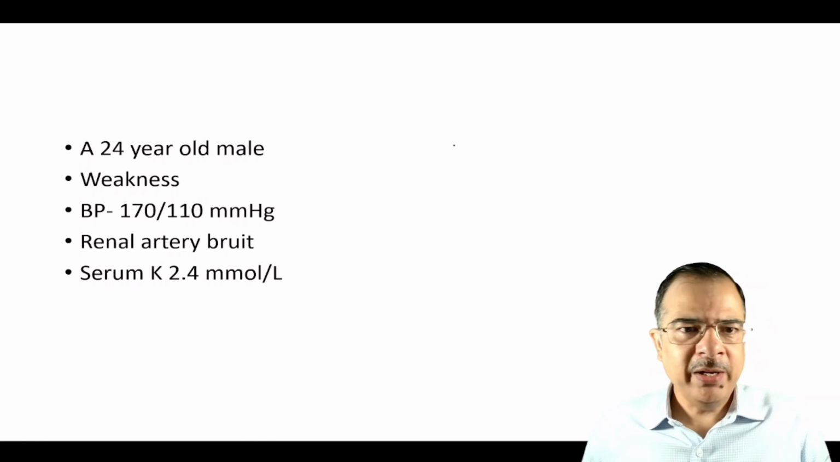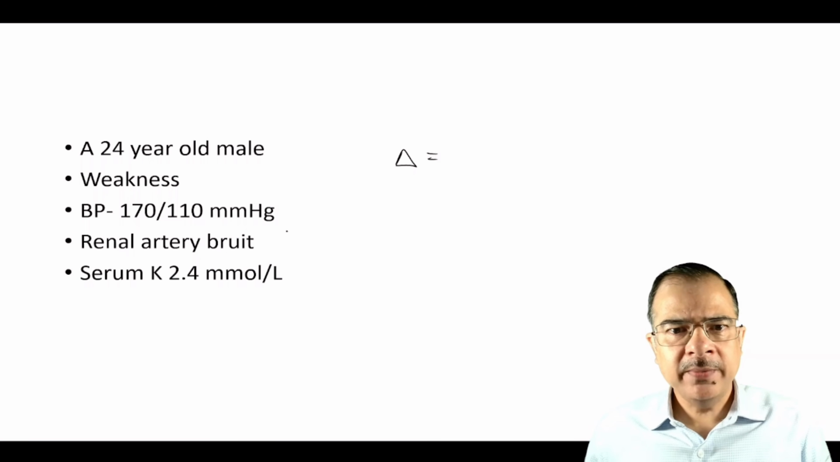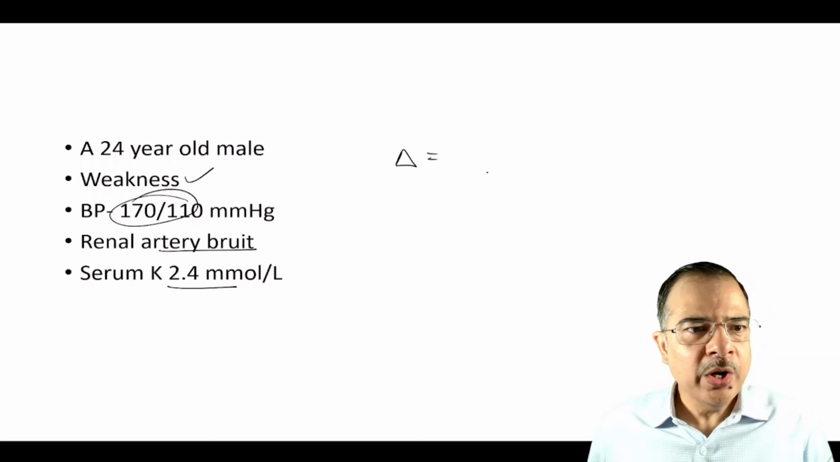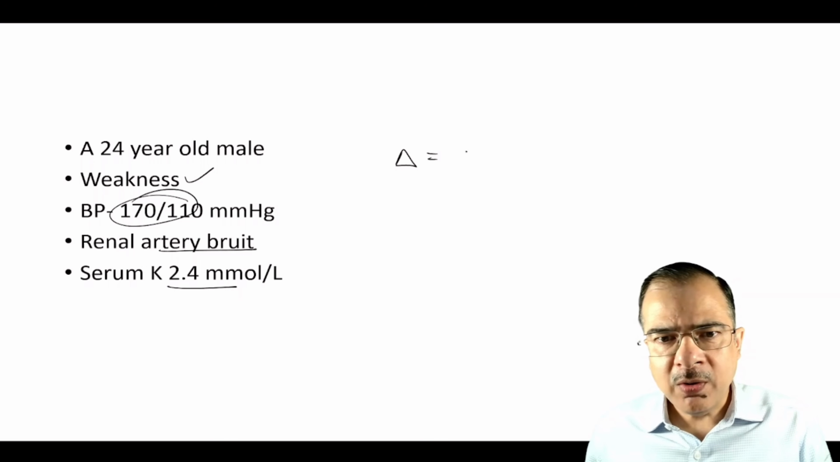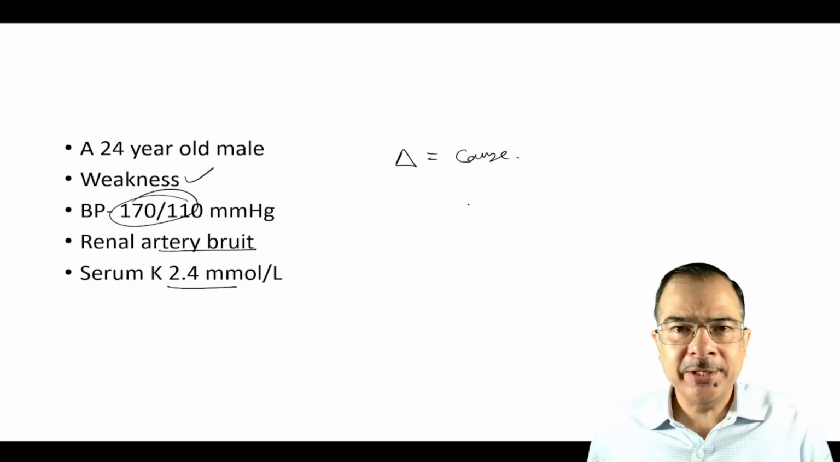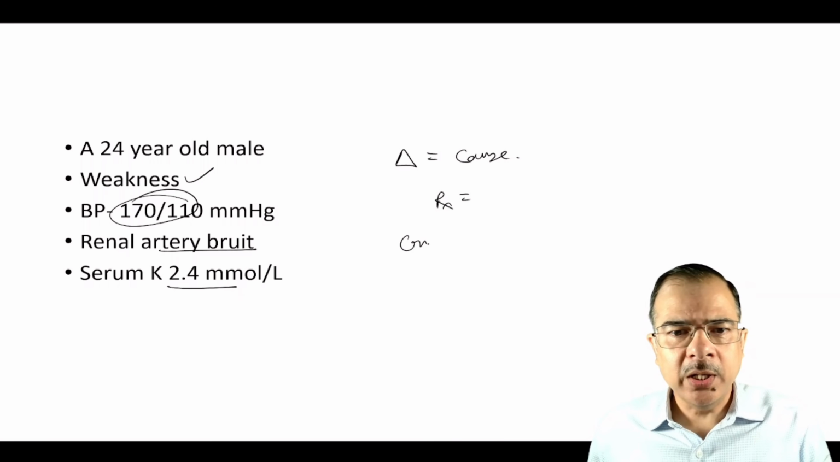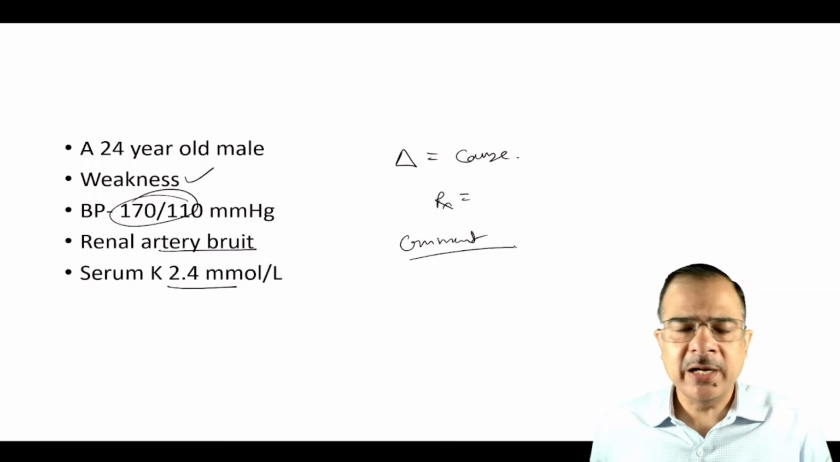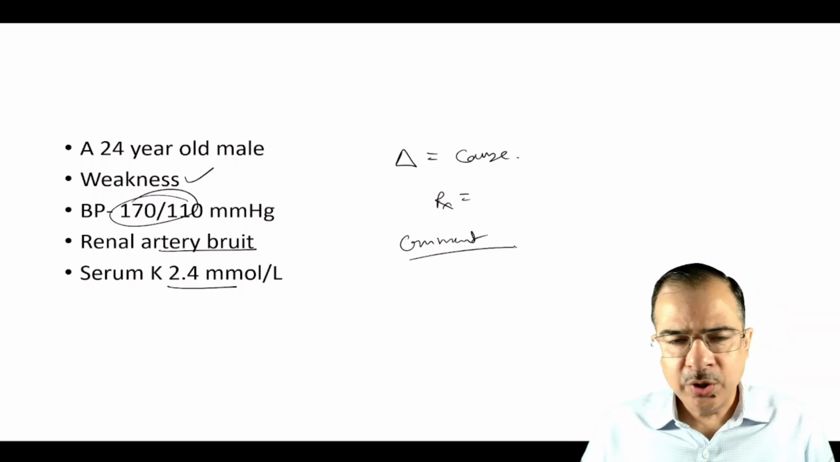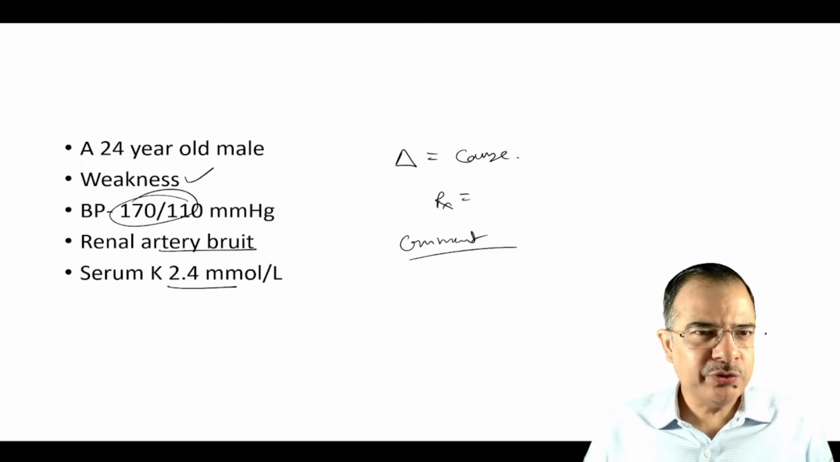Now, tell me what will be your diagnosis here. A 24-year-old male, weakness is present, BP is high, renal artery bruit, and potassium is 2.4. What do you think will be the cause of this low potassium, and what should be the treatment in this condition? So, put your answer in the comment section. Let me see how you can solve this case for me.